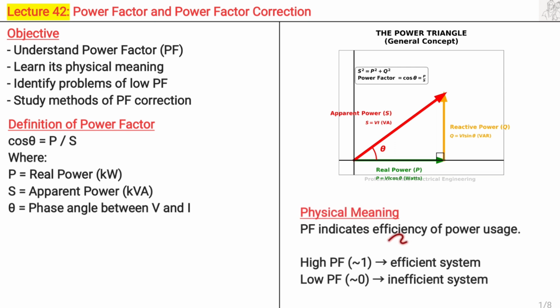So power factor basically defines the efficiency of power usage. That means that if power factor is nearly equal to 1, the power factor angle is very low. Therefore, most of the power is the real power and very little is the reactive power. So the system is efficient. But if the power factor angle is very high, almost 90°, the power factor is almost 0, the real power is very little and reactive power is very high, and the system is inefficient.